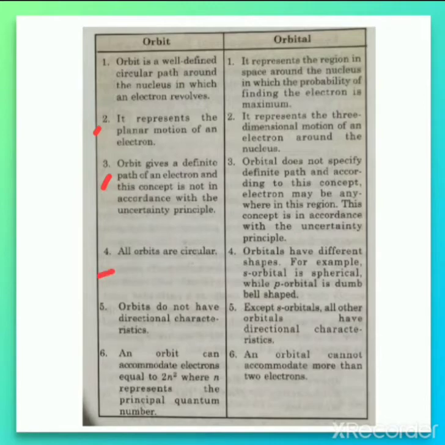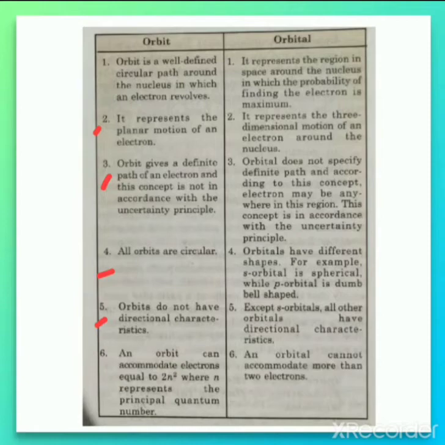Fourth point, all orbits are circular, but orbitals have different shapes. Like the s orbital is spherical, p is dumbbell shaped, d is double dumbbell, etc. So that is also one of the main differences between these two.